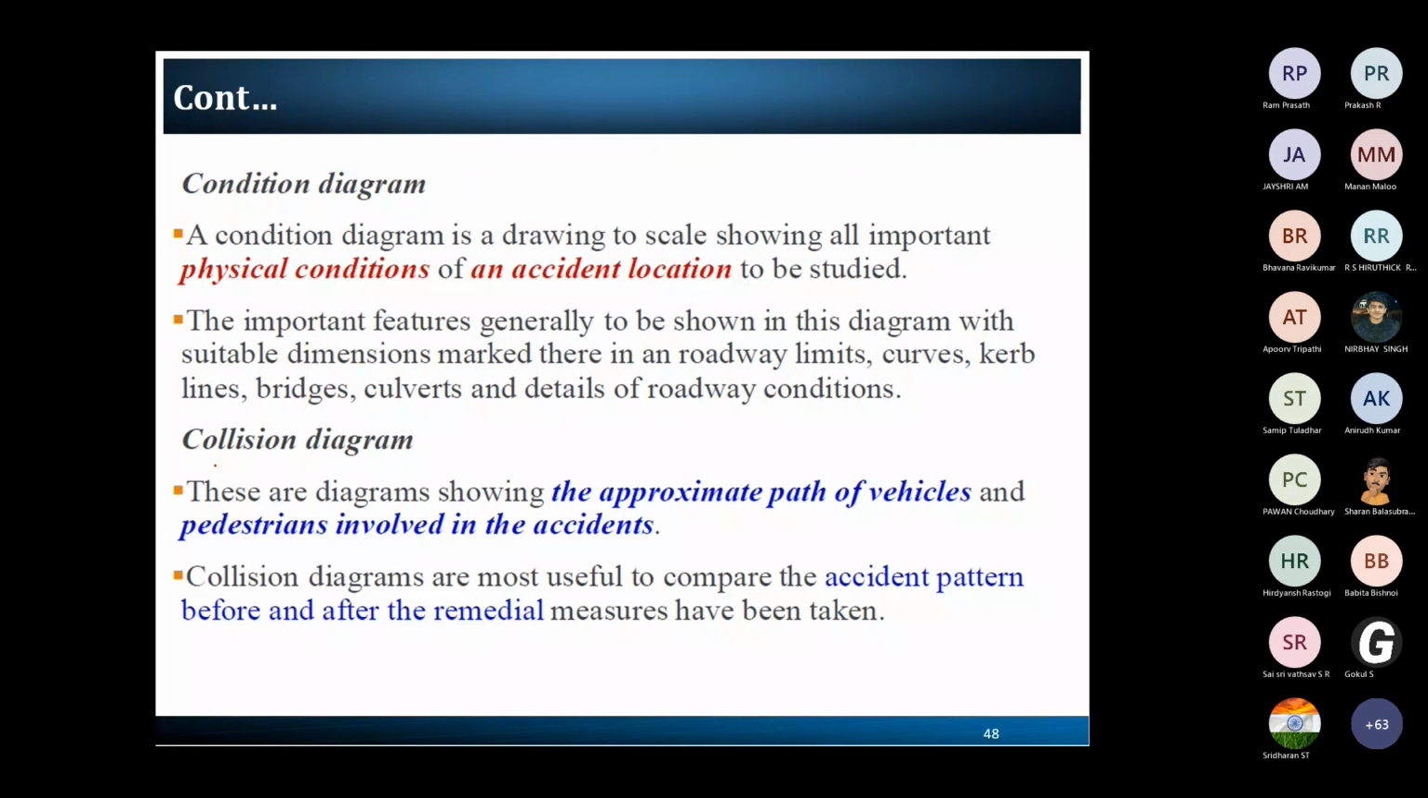Once the map and the details are ready, you try to plot different types of diagrams to represent that accident. The diagrams can be classified into two types, the condition diagram and the collision diagram. Condition diagrams we draw to scale with all the physical conditions. So 1 meter can be represented in the condition diagram. The infrastructural or physical conditions of the road, including the accidents, can be plotted in a diagram, and if you show it with respect to scale, that is defined as a condition diagram.